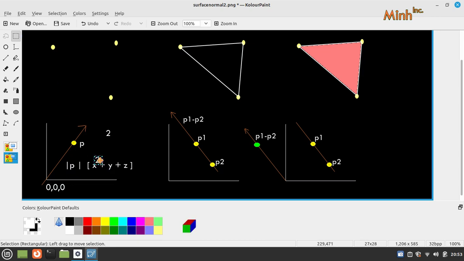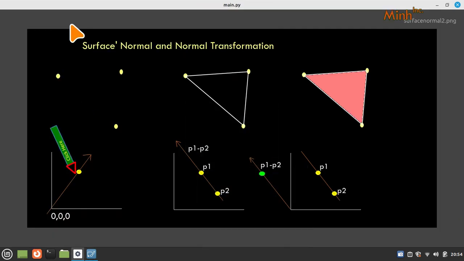So x square plus y square, and then plus z square, and then square root. So this is also called Euclidean space. And then a square root. So this is the magnitude of the vector. So that is P, or x square plus y square plus z square.